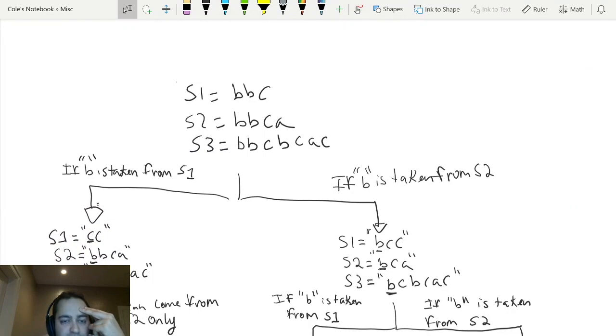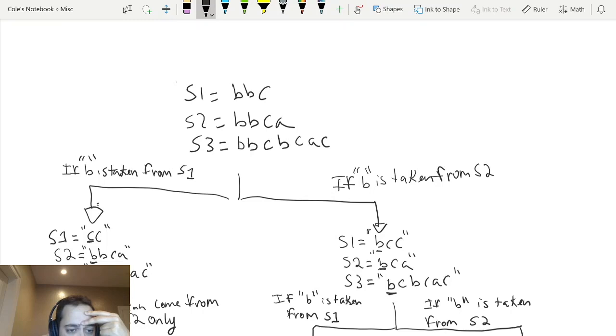So again, we have the same example from above, the same strings, and we're going to look at the recursive calls as a tree, right? So in S3, we can take either B from S1 or B from S2. If B is taken from S1, we're left with the string CC in S1, and then, of course, S2 is going to be the same, and then the other character that's consumed is from S3, so we're left with BCBCAC.